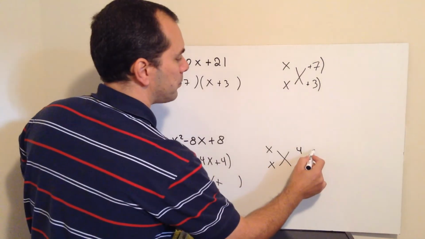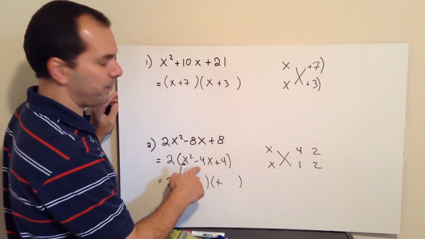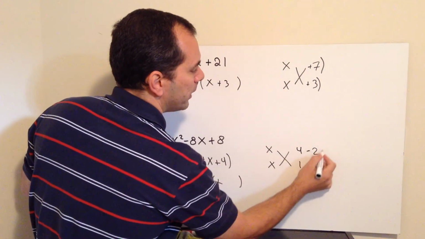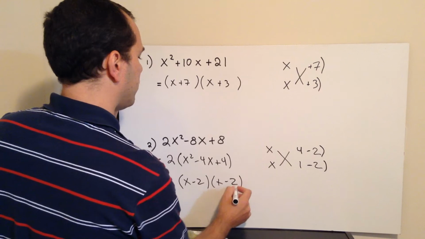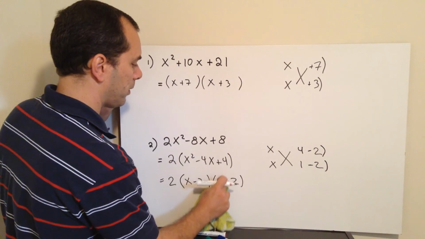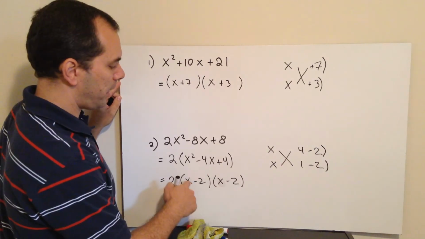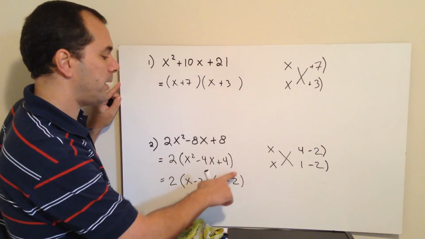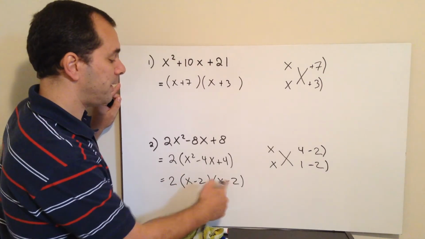So 2 and 2. 2 and 2 gives me 4, right? So now I check. With 2x and 2x, can I make minus 4x? Yes, as long as both of them are negative. So we're going to have x minus 2 and x minus 2. Let me write it nicer. And I'll check. x times x gives me x squared. Minus 2 times minus 2 gives me plus 4. And then minus 2x twice gives me minus 4x. So that's right.